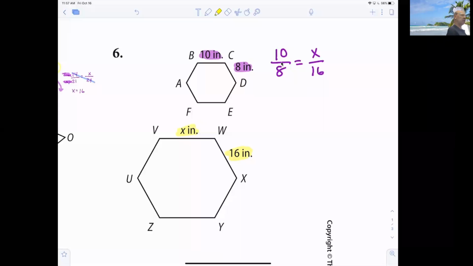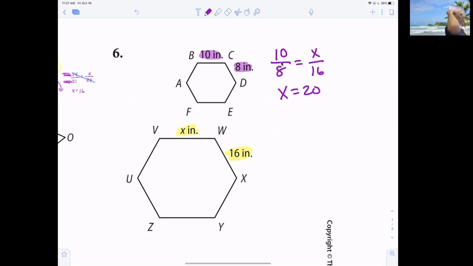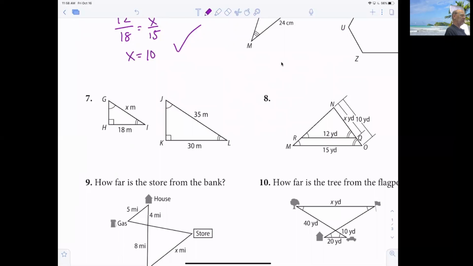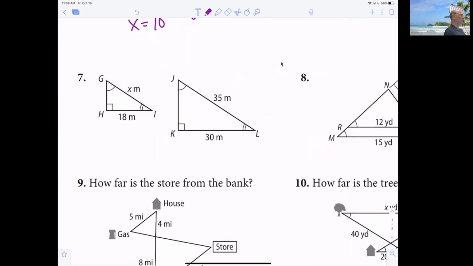All right, Ashley, tell me my final answer. X equals 20. Now, I'm needing some help. Is that correct? Did you guys do the cross multiplying and dividing? Yeah. Good. Okay, I want for question number 7. All right, here we go.